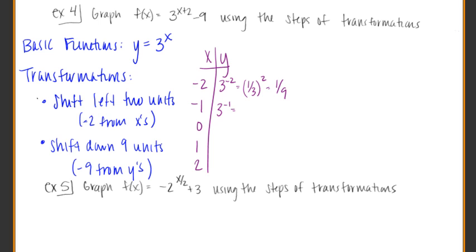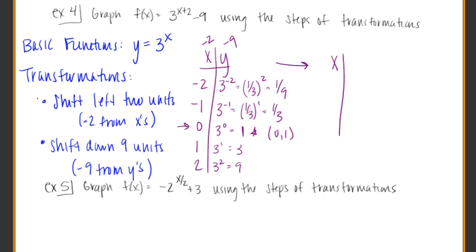3 to the negative 1. If I take the reciprocal of the base, then that exponent goes positive, so it's 1/3. 3 to the 0 is 1. That's a very important coordinate right there, because all exponential functions in their basic form go through the point (0, 1). After that, we have 3 to the first, which is 3, and 3 squared is 9. Okay, so our transformations tell us that I need to go left 2. So I'm going to subtract 2 from all of my x's and then subtract 9 from all my y's to get my brand new t-chart that I'm going to graph.